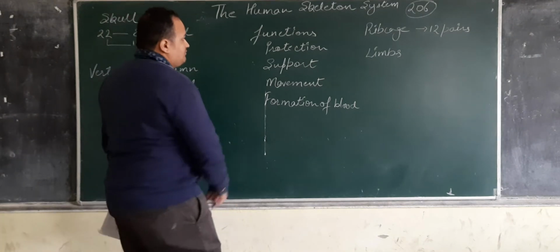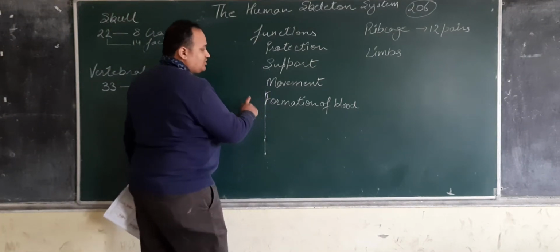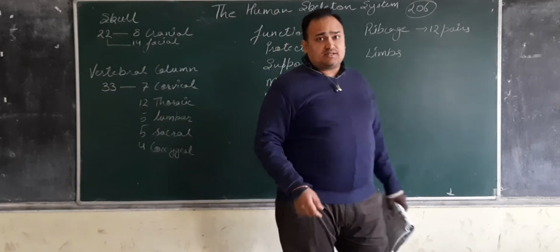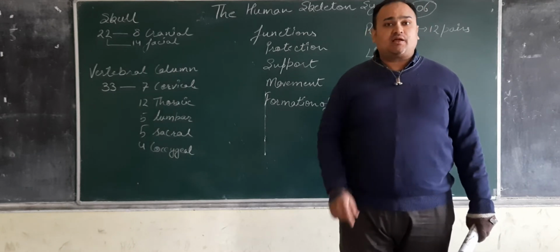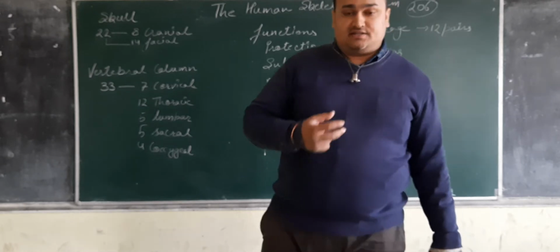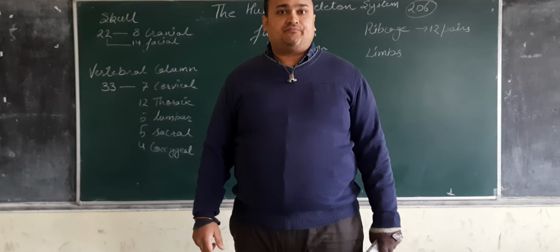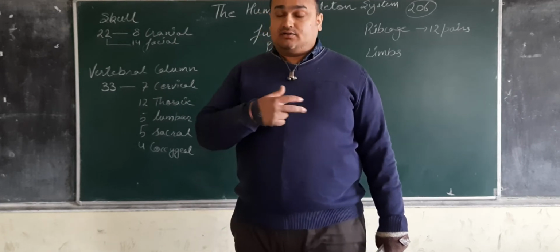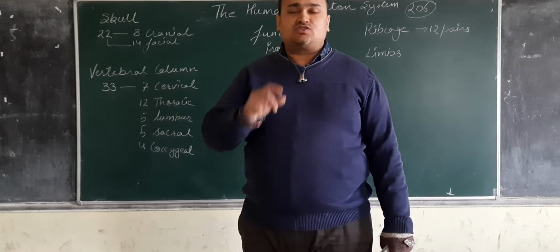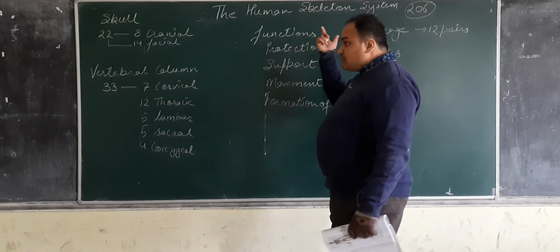So what are the major functions of bones? Protection, support, movement, formation of blood. Yes, they help us in protection, for example the rib cage. Our extremely delicate organs, the heart and lungs, are inside the rib cage. These organs are extremely soft and delicate, so they need protection. The rib cage is there to protect them.